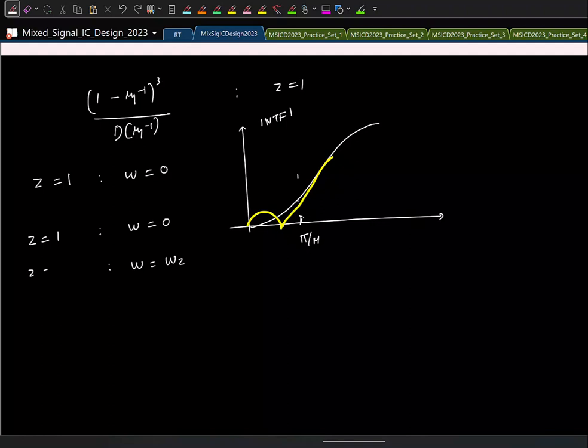So what will be the value of z? e power j omega z, that's all. Now if I have one root at e power plus j omega z, for real polynomials you'll have one more at minus omega z. And if I do this, how will the NTF change, or how will the NTF go at low frequencies? Can you tell me?